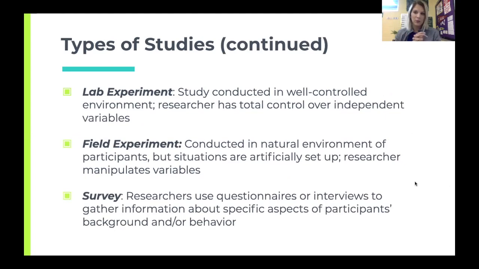A lab experiment is a study conducted in a well-controlled environment where a researcher has total control over independent variables. A field experiment is conducted in the natural environment of participants, but situations are artificially set up and the researcher manipulates variables. And a survey is when researchers use questionnaires or interviews to gather information about participants' backgrounds, thoughts, feelings, behavior, etc.